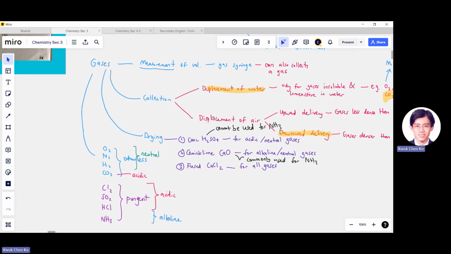Oh, one last thing, I just want to emphasize this. If you have a setup here, you want to collect the gas, always dry first, and not after collecting them. That means the drying is before collection or measurement. Drying is always before.